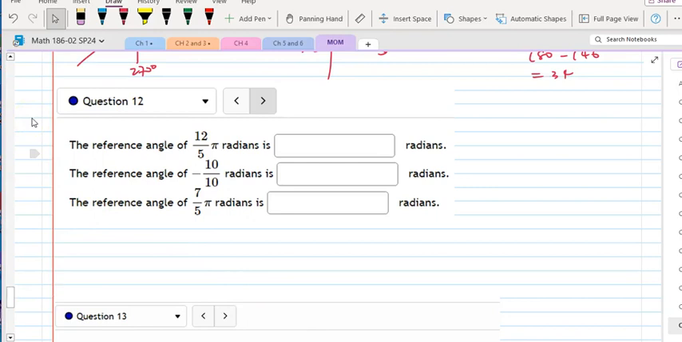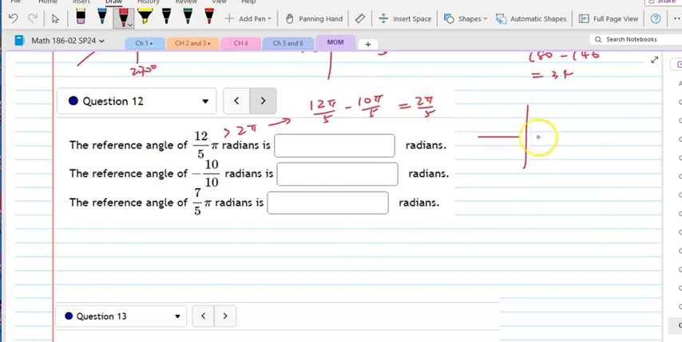12 pi over 5. Where is 12 pi over 5? Is it greater than 2 pi? 12 pi over 5 is greater than 2 pi, right? So we have to make it smaller to coterminal. 12 pi over 5 minus 10 pi over 5, because this is 2 pi. So it's 2 pi over 5. Is 2 pi over 5 greater than pi over 2? No, right? So 2 pi over 5 is here, because it's 0.4 pi, and this is pi over 2. So it is just 2 pi over 5.